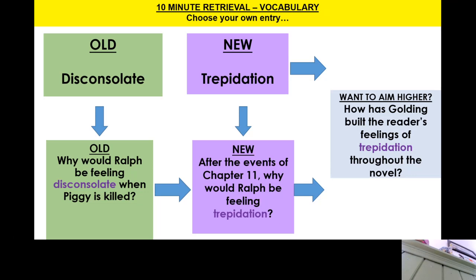So how has Golding built the reader's feelings of trepidation then? Well, we know that one of the key themes of this novel is savagery versus civilization, and Golding has cleverly built up this idea of showing the boys' descent into savagery. So that's really important, this idea that actually as the boys become more and more savage, the trepidation builds and builds.